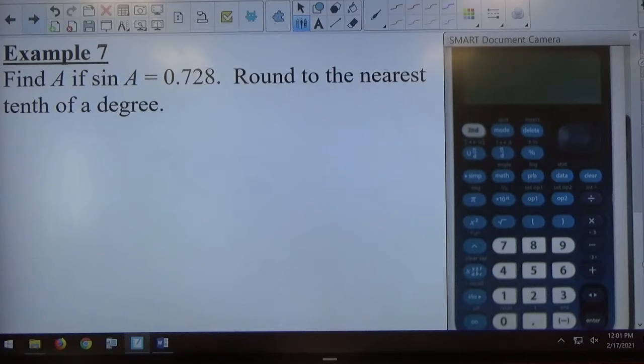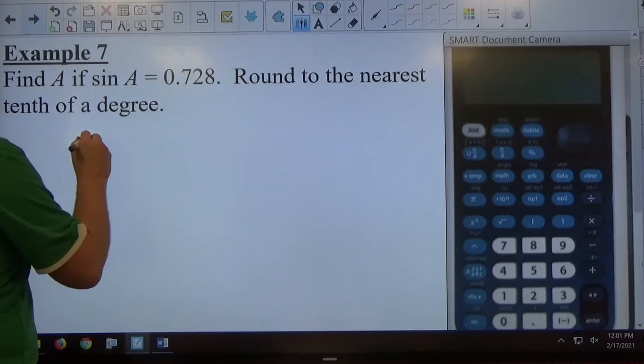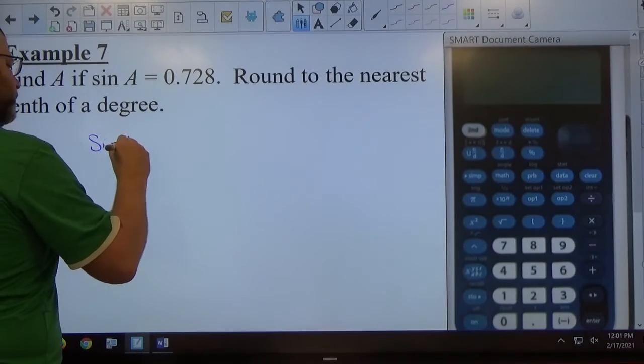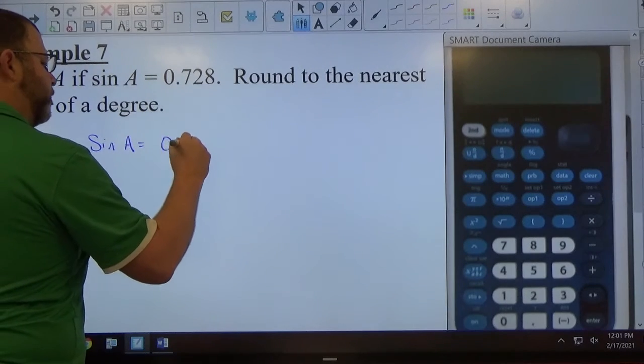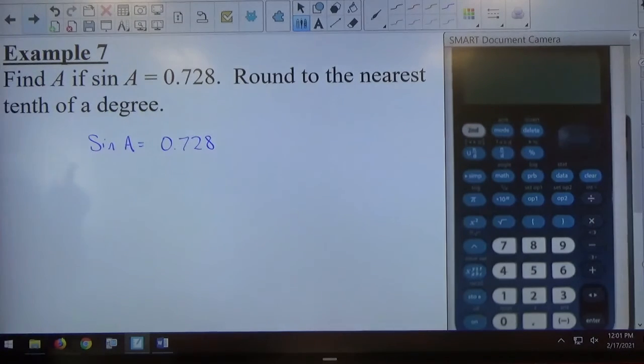Okay, the first two examples gave us the angle measure. They told us the number of degrees and minutes and said do the cosine, do the sine. The difference between those problems and this problem is this time we know what sine equals. So I'm going to just start off with sine of A equals 0.728. Now, I do not know what the angle is this time.